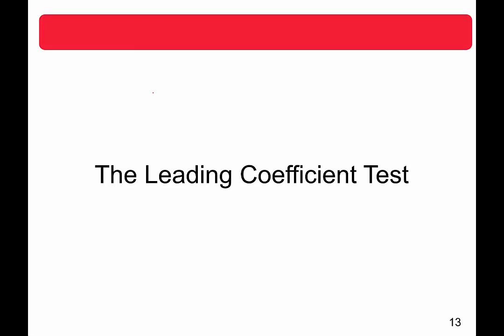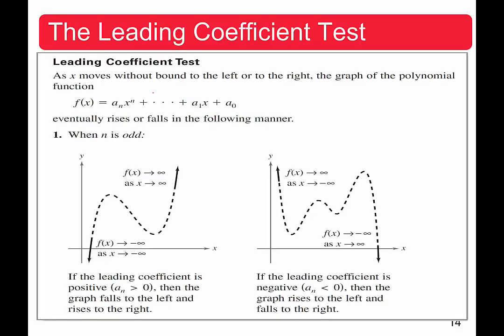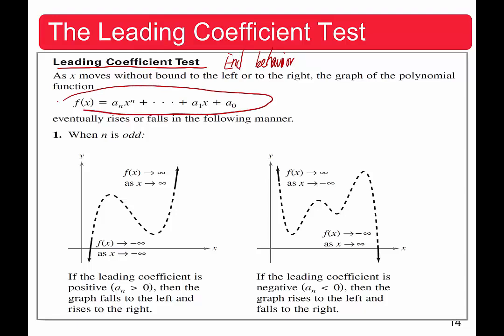Now let's take a look at the leading coefficient test. The leading coefficient test is used to determine the end behavior of each polynomial function. So basically we have two major categories of n. We have a polynomial function in the general form, but we're going to concentrate on the leading term here, a_n times x to the nth power. So basically you can ignore the rest of the terms and just focus on the leading term.